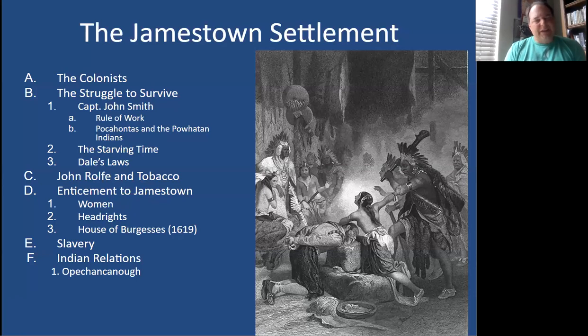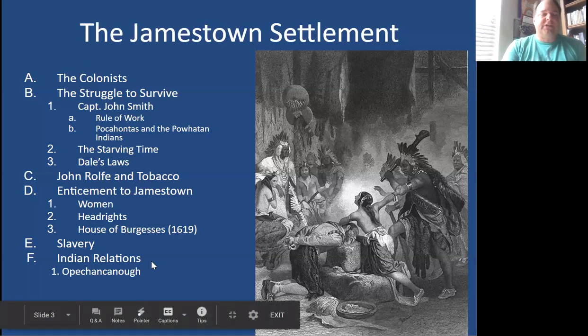So it is interesting that 1619 is the year that the House of Burgesses is established. It's also the year that the first Africans will be in the colony. And decades later, there's a real line dividing the white population, whether they had land or not, and the African American population that are slaves permanently.